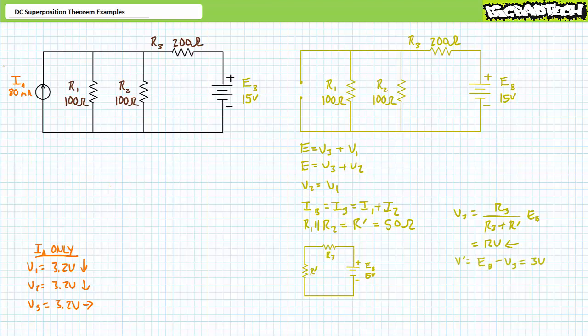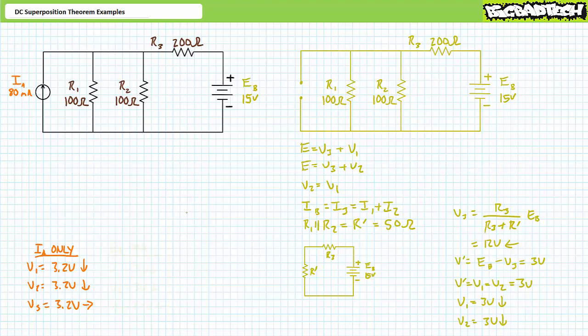An algebraic manipulation of the Kirchhoff's voltage law equation for the series circuit simplification, solving for unknown voltage V single prime, demonstrates V single prime to be the remaining 3 volts. R single prime is a parallel combination of R1 and R2. Voltage across elements in parallel is the same. V1 equals 3 volts, positive to negative, top to bottom, and V2 also equals 3 volts, positive to negative, top to bottom. This completes the analysis from the perspective of source B.